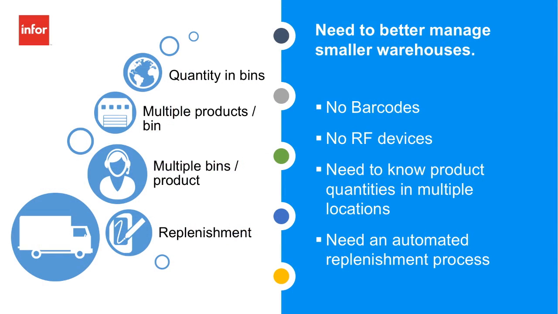The Warehouse Manager module is part of the core modules within Essex Enterprise. It is useful in smaller to medium warehouse operations. Typically no barcodes or RF devices are needed. Now, this module will give you the information on the quantities a product may have stored in multiple locations. It also provides an automated process to replenish primary bins or picking locations.